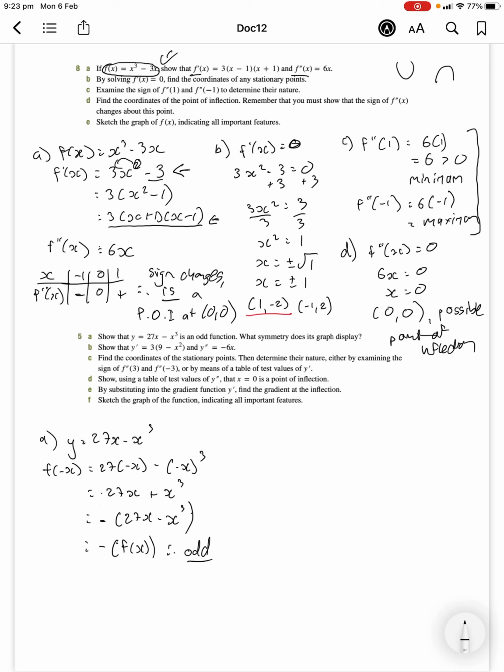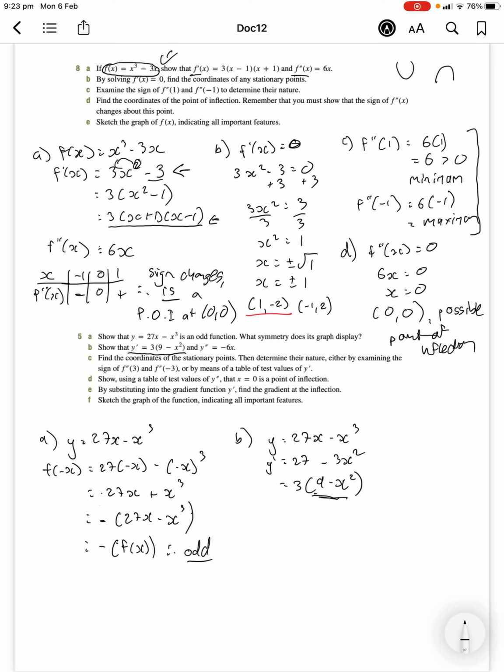Now we can look at the first and second derivative. So we've got my function here. Differentiate it to find the first derivative. It's 27 minus 3x squared. Now, it wants us in this form here, like in the question. So to do that, we're going to need to take out the highest common factor, which is 3.